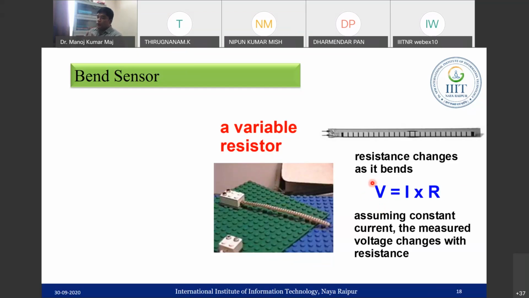because sensing can be done using the voltage measurement value, which is a kind of electrical signal value. If the resistance changes, my voltage also changes. Assuming a constant current, the measured voltage changes with the resistance. So it is called the bend sensor, and it is also very useful to check the resistance of a material. We can see what the resistance of a material should be at which temperature, and according to that we can check how the bend sensor works.